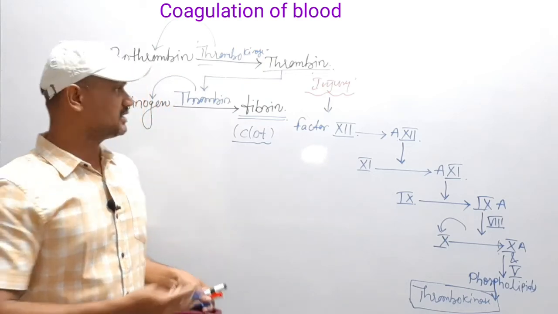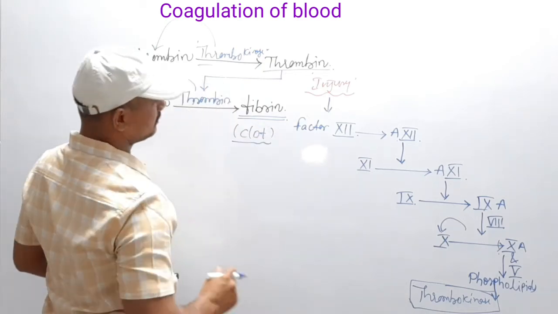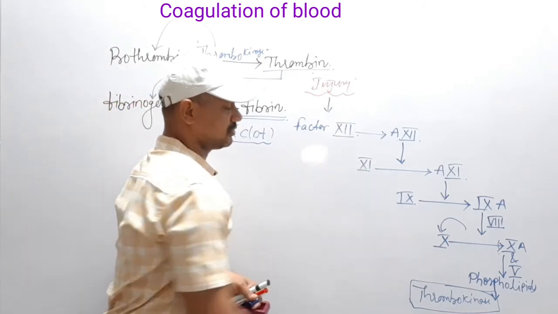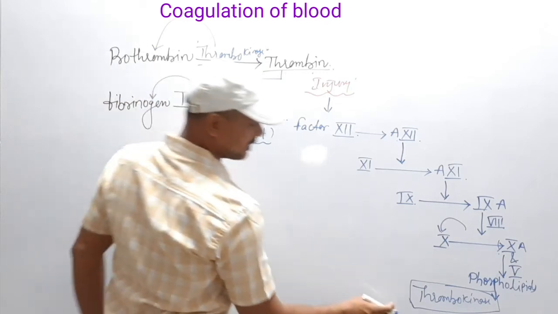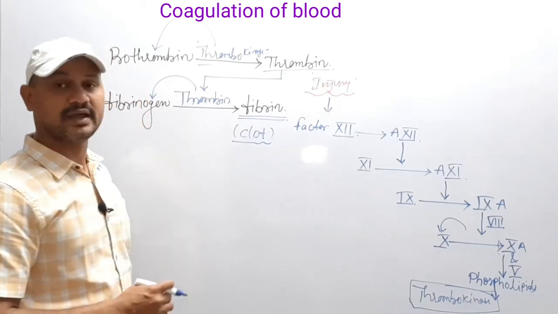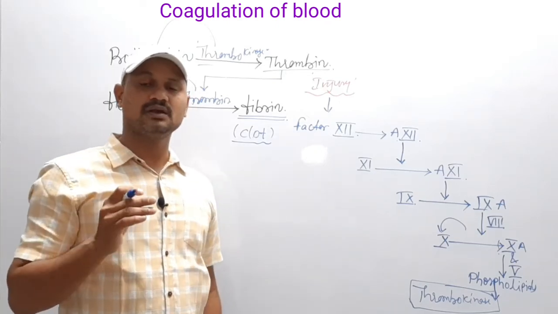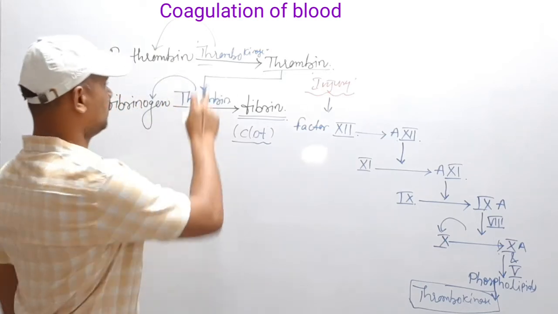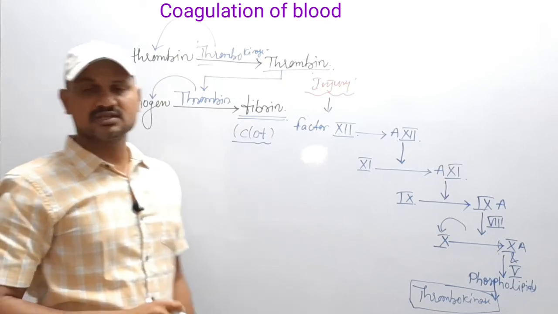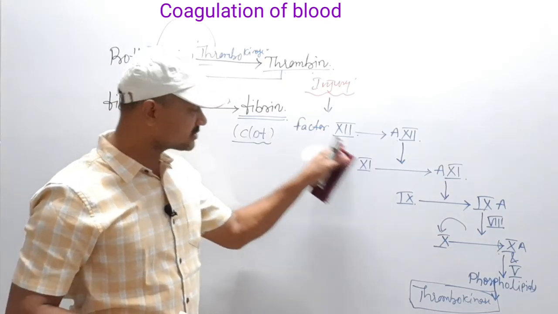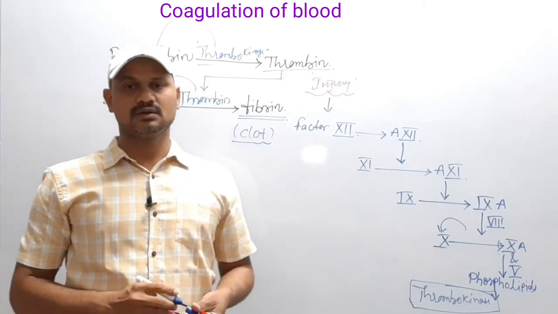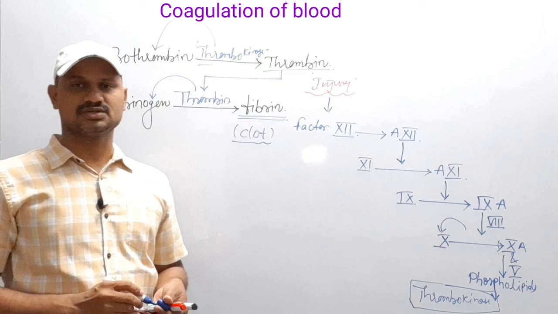Clear? So these are the steps in blood coagulation as well as the cascade process. It is the formation of an enzyme complex known as thrombokinase, or we can call it prothrombin activator. The activator which activates prothrombin is known as prothrombin activator, and it is formed by this process. Clear? So it is blood coagulation. Okay, right.